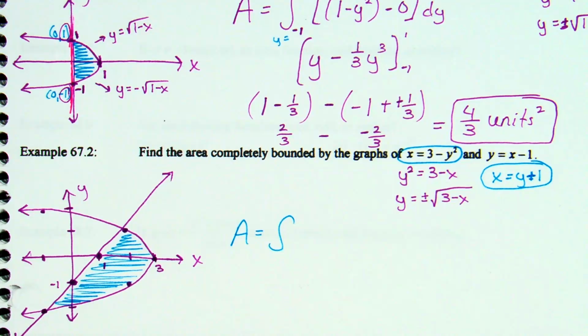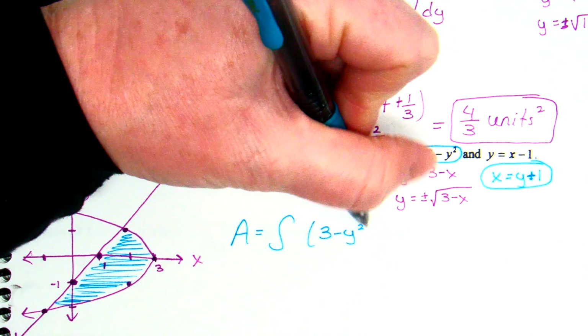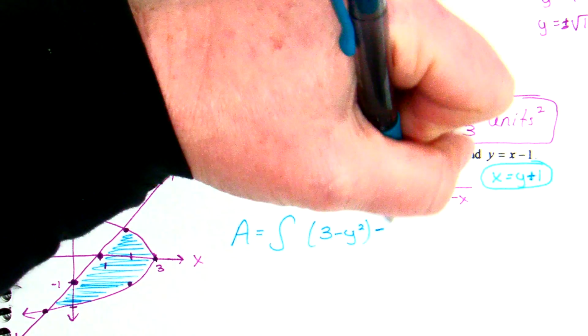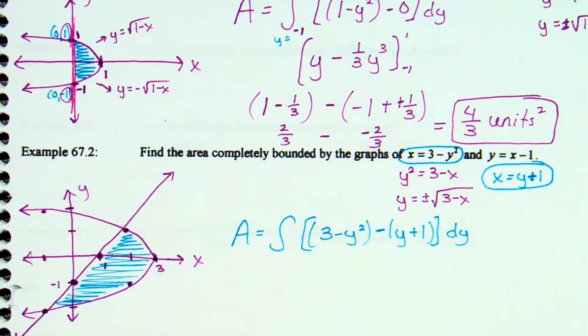So now, what's my setup with my integrals? Which one minus which one? The 3 minus y squared over x minus 1. Or minus. Okay. 3 minus y squared minus the y plus 1. Because it's sideways, so we are doing right minus left. Is the parabola always to the right of the line on this specific problem?